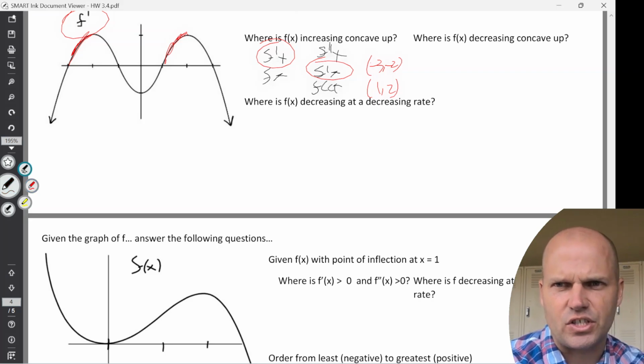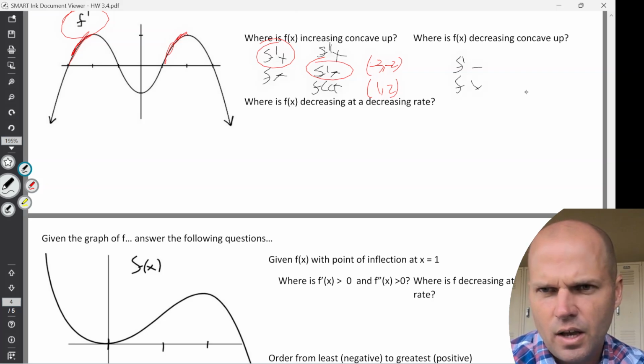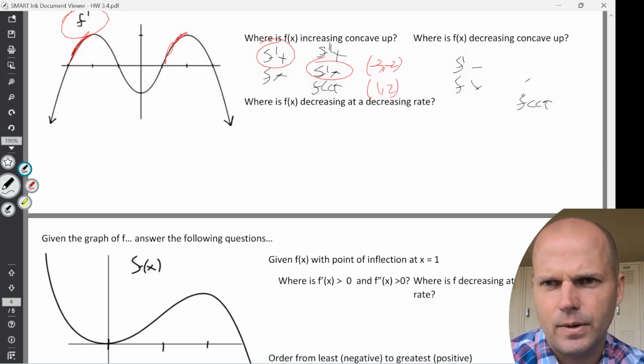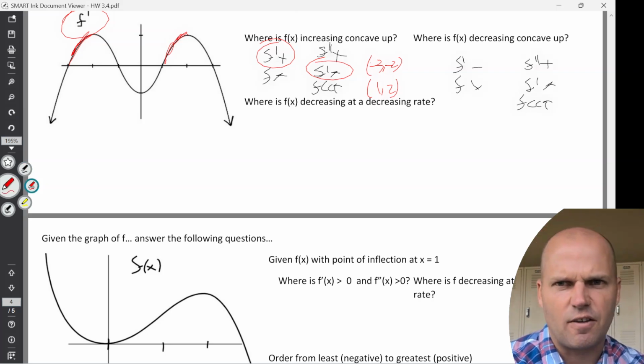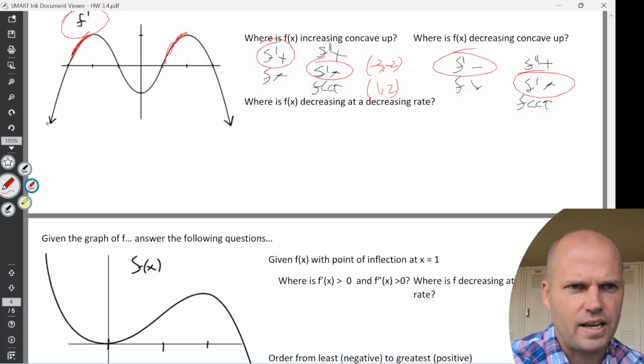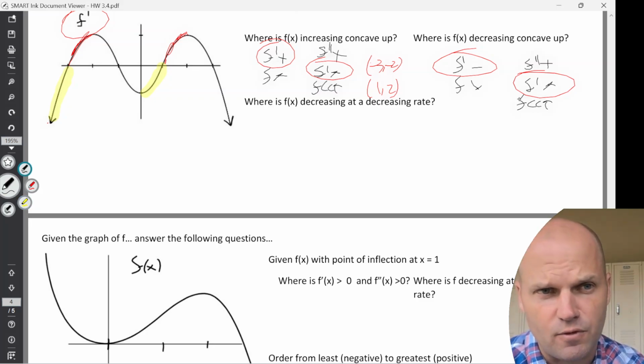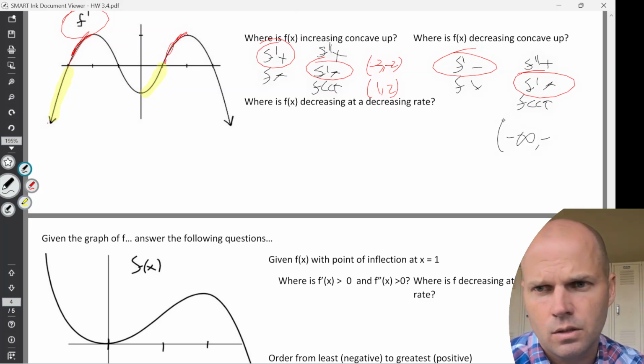Where's f decreasing concave up? F is decreasing when f prime is negative. F is concave up when f prime is going up. F double prime is positive. Since this is f prime, negative and increasing. So negative and increasing will be here and here if we look from left to right. Make sure you're looking from left to right.